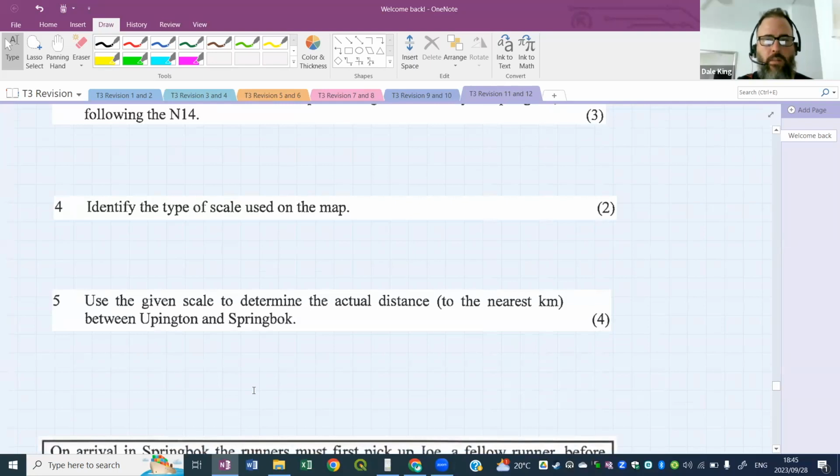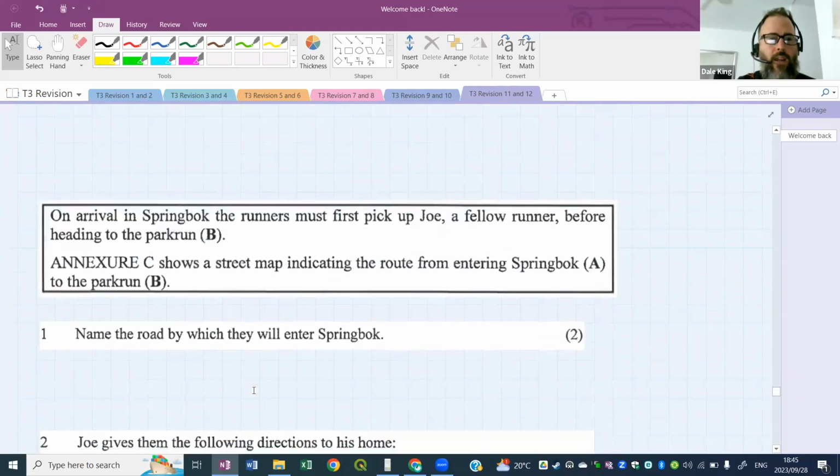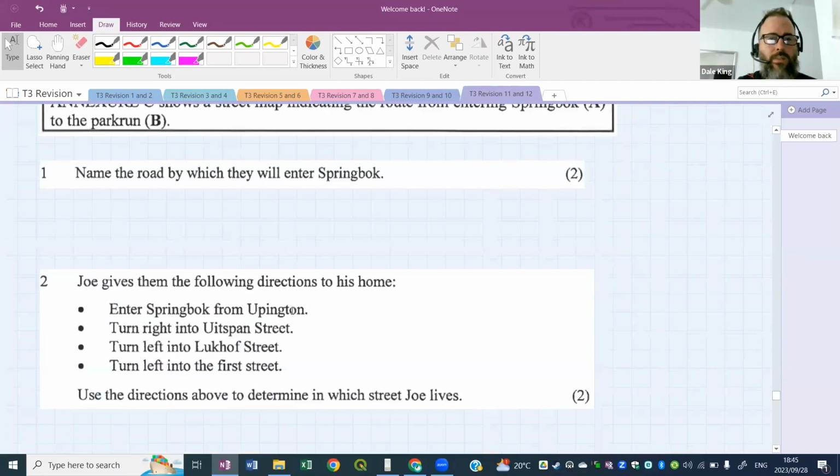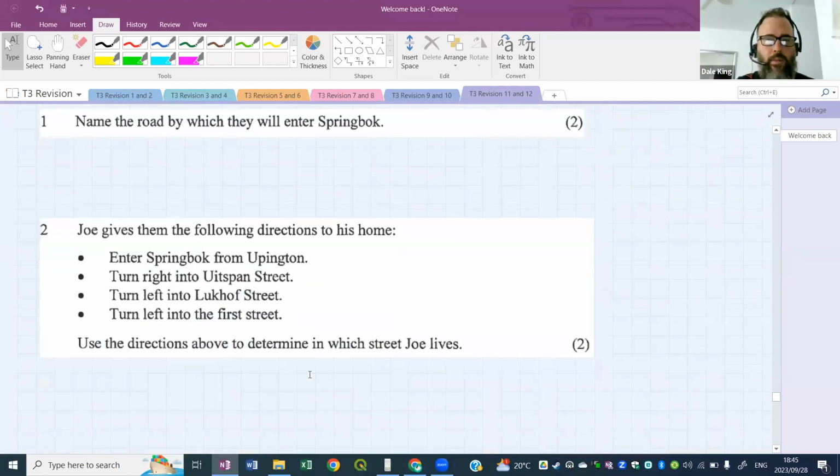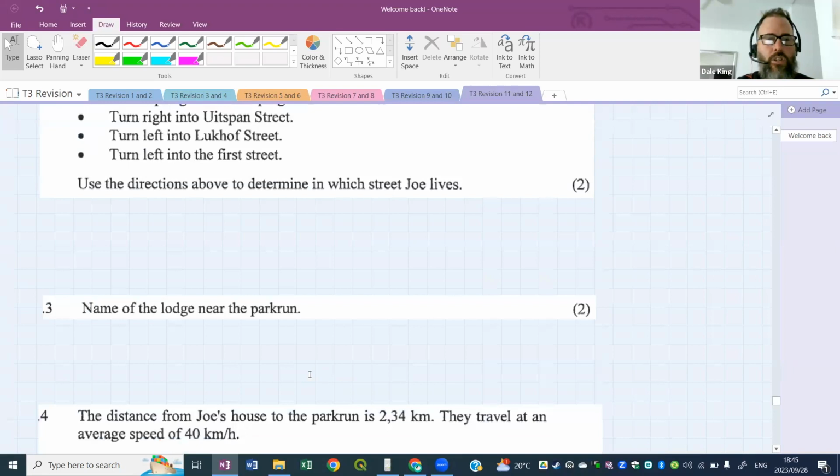Okay, so you have to measure on the map there. And then look down here, name the road. Joe gives them these directions. Where does it end up? Usual map work questions. Name the lodge near the park run.